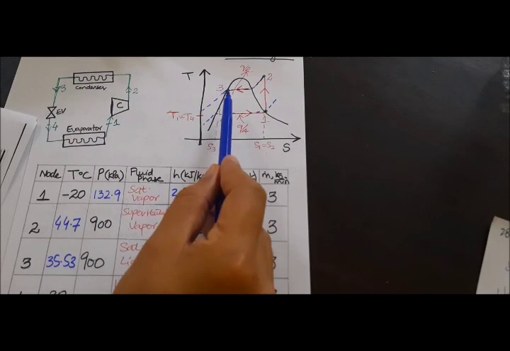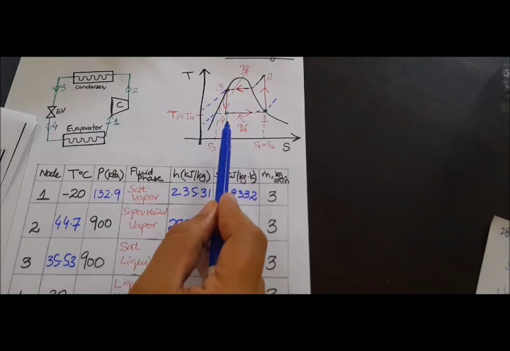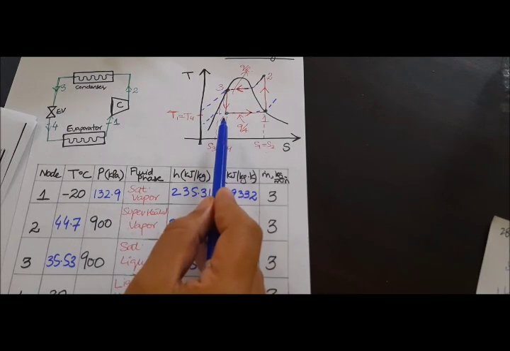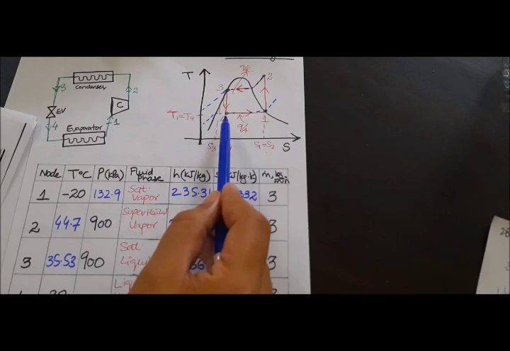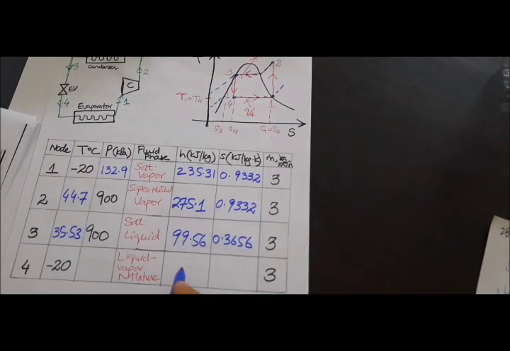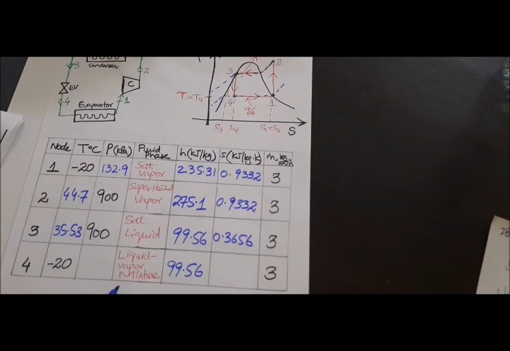But we have said that this is an isenthalpic process. This expansion is isenthalpic, and the enthalpy is not changing. So whatever is the enthalpy at 3 would be the enthalpy at 4, and it is 99.56. Now, what is the state? The state is a liquid vapor mixture.